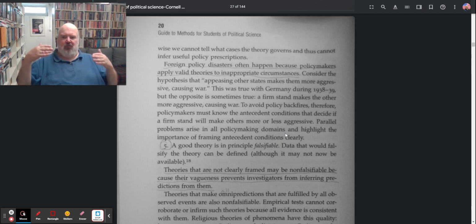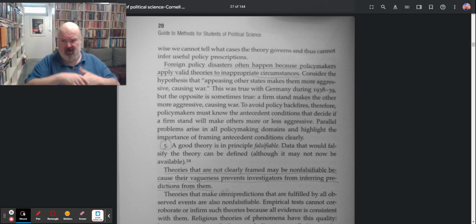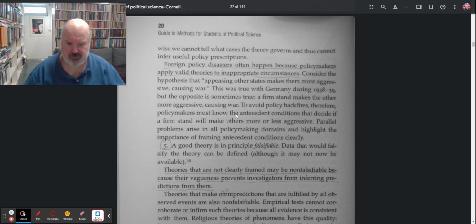In other words, what are the antecedent conditions? You have to be clear what the situation is, what the conditions are that define it, and the antecedent conditions' effect on the actor. Like in this case, aggression causes war, right? So therefore, do we take a stand or not, right? In other words, a stand makes sense in that, but no, this is a policy question.